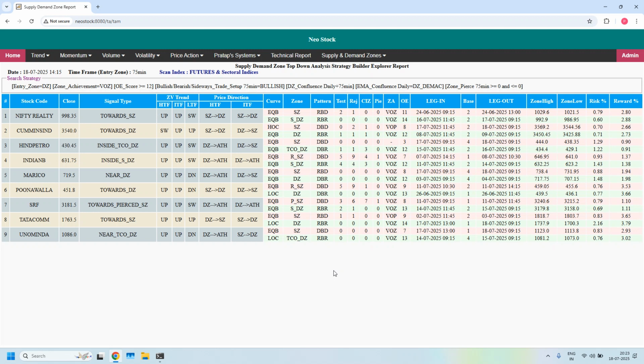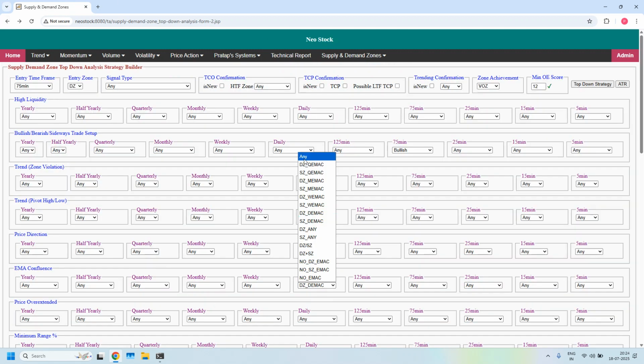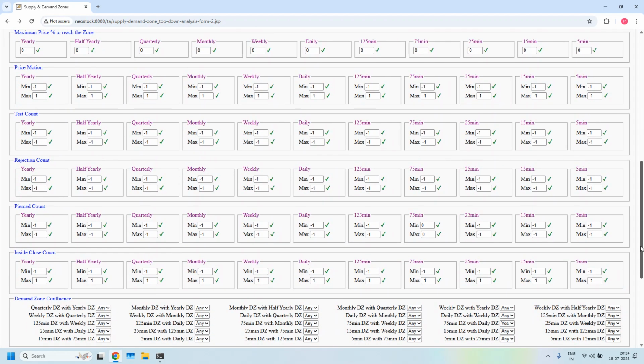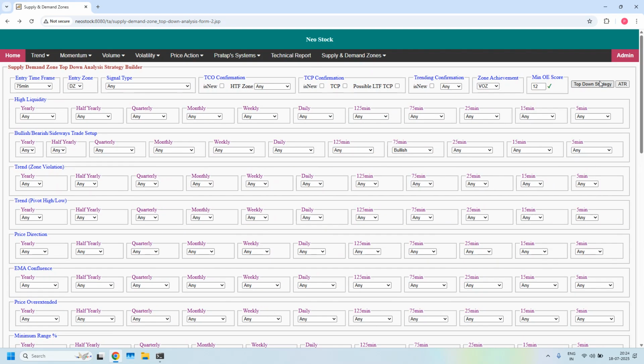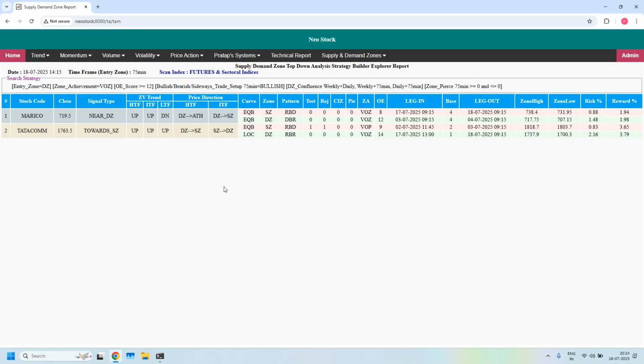Next we will look into 75 minutes, daily and weekly demand zone confluence supported stocks. Removing the EMA filter. In the demand zone confluence, 3 filters I have to set. First one is already enabled. Next 75 and weekly, daily and weekly. With all the 3 filters enabled, we got 2 stocks. In these 2 stocks, these 75 minutes demand zones overlapped with the daily demand zone, both together again overlapped with the weekly demand zone.